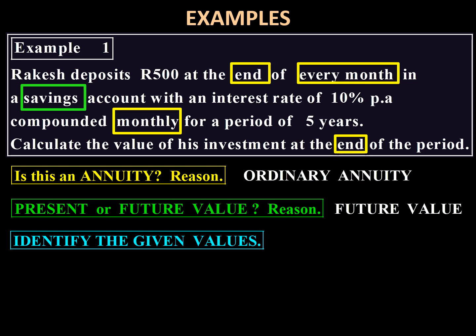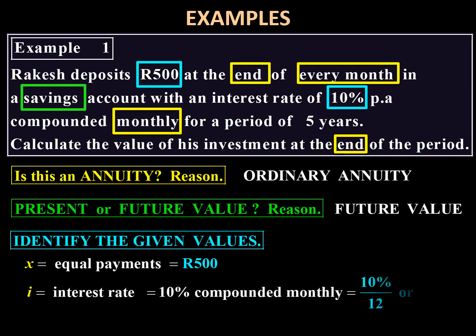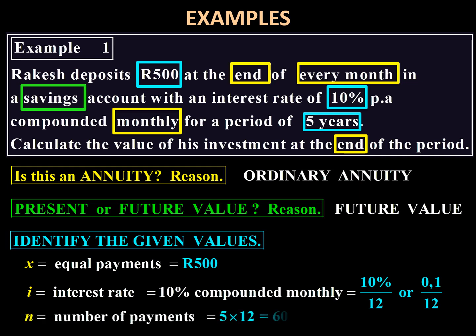We need to identify the values or the amounts that are given here. And what are the amounts? We have 500 Rand, which is our X value. Then we have the 10%, which is my interest rate. And remember, it is monthly, so it's 10% divided by 12. I suggest you leave it in percentage notation there. It's much easier. Then 5 years, that's your N. But remember, it's N years and it's monthly, so it's N times 12, which is equal to 60.